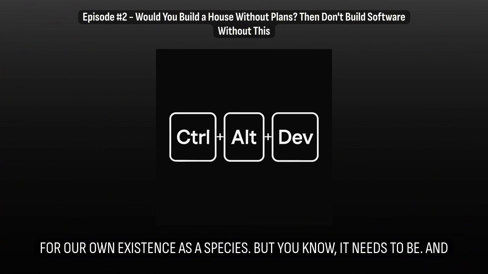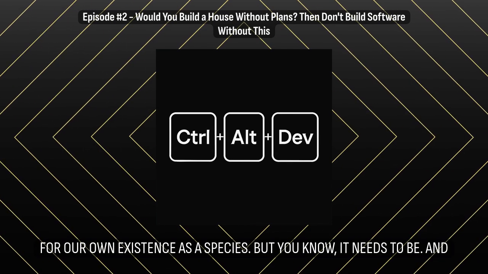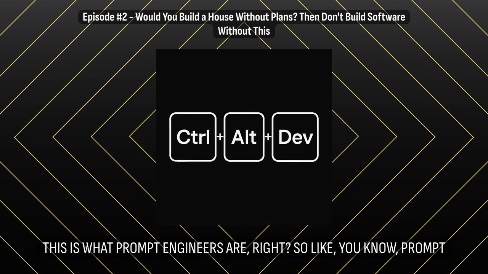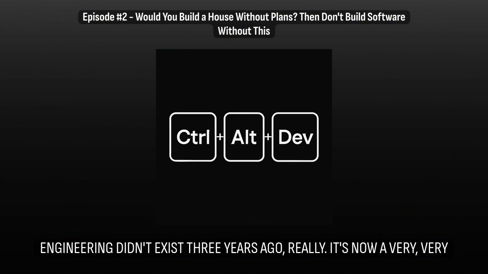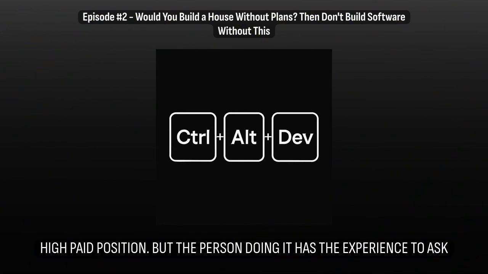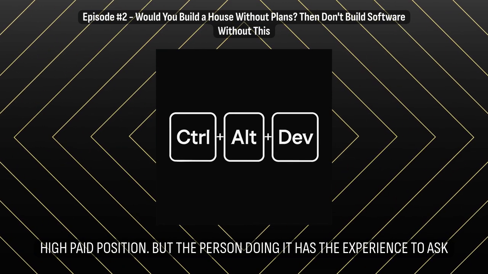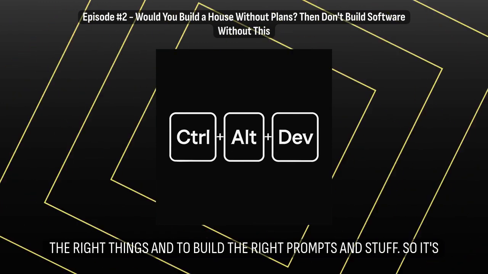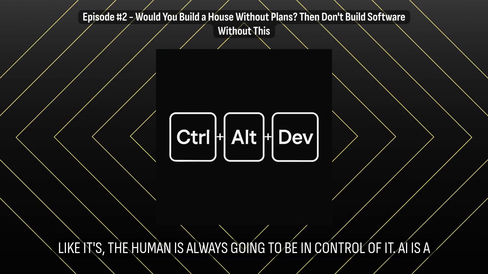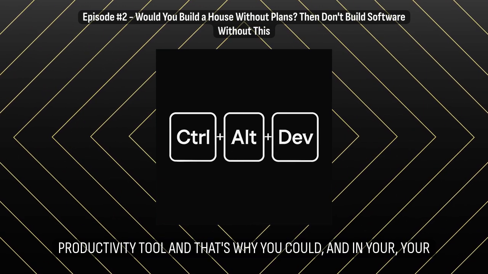I mean, that's a critical thing for our own existence as a species. But it needs to be, and this is what prompt engineers are, right? So prompt engineering didn't exist 3 years ago, really. It's now a very, very high paid position, but the person doing it has the experience to ask the right things and to build the right prompts and stuff. So it's like, the human is always got to be in control of it. AI is a productivity tool.